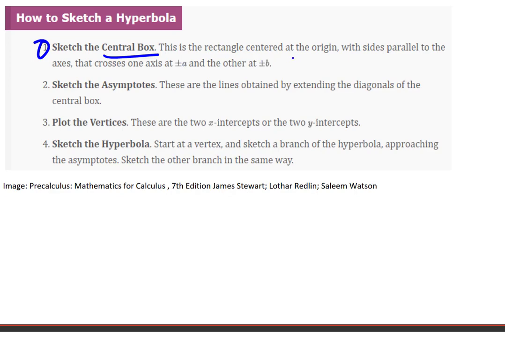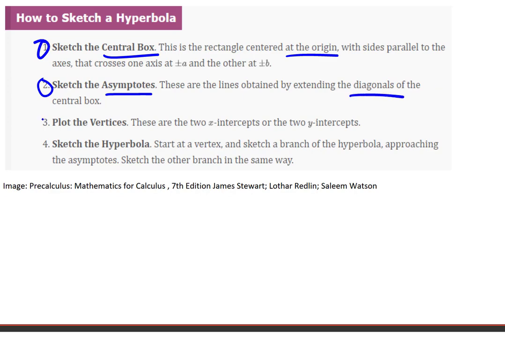This is the rectangle centered at the origin with sides parallel to the axes. Okay, so we've seen that. The dimensions of this box will come directly from the equation, as we'll see in our example. And then secondly, once we get the box sketched, we're going to sketch the asymptotes. Remember, these will just connect the corners of the box, so you could call them the diagonals of that central box.